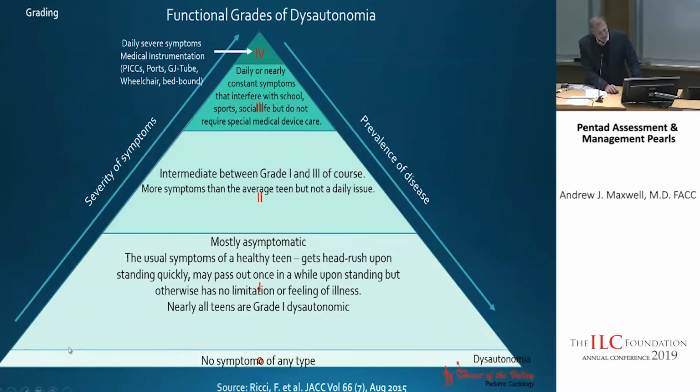And the idea of the pyramid here is to kind of help suggest the prevalence of the disease and the severity of the symptoms. But really, grade 1 is by far the most common, where even grade 0 is not that common in a young person.